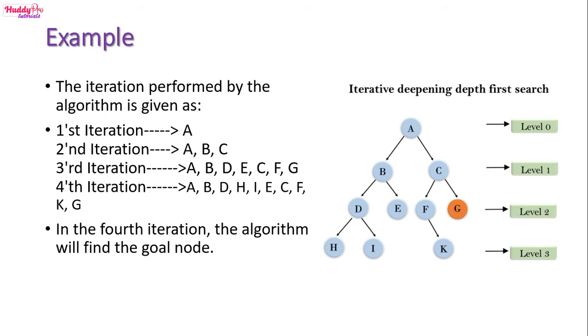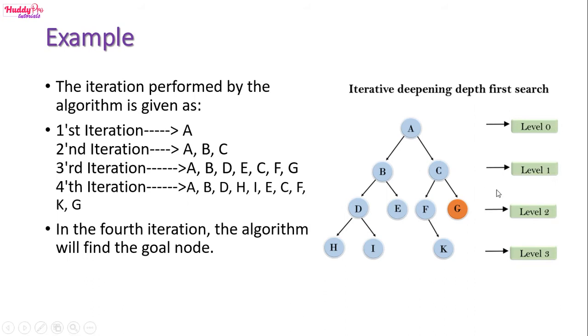Let's look at this example. So this tree structure we are seeing is showing the iterative deepening depth first search. The iterative deepening depth first search algorithm performs various iterations until it finds the goal node. So it will perform iterations until the goal node is found. So that's when it will stop. The iteration performed by the algorithm is given as follows.